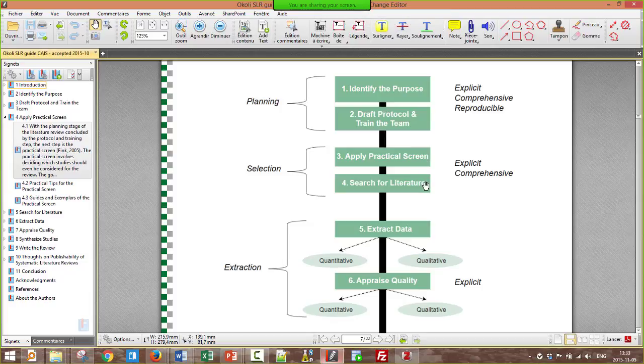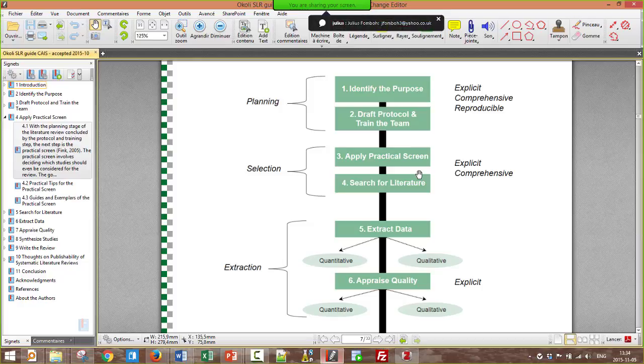Even though these are presented as two distinct steps, in practice they're really done together and interactively. However, it is necessary to think clearly about the practical screen before you start searching, because the practical screen will tell you what you're going to be searching for. However, after you start searching, especially if you do the pilot search, your initial search, then you might have to revise the practical screen accordingly.